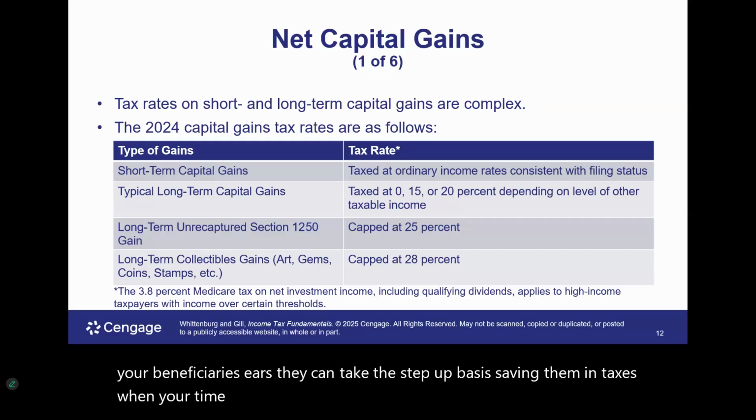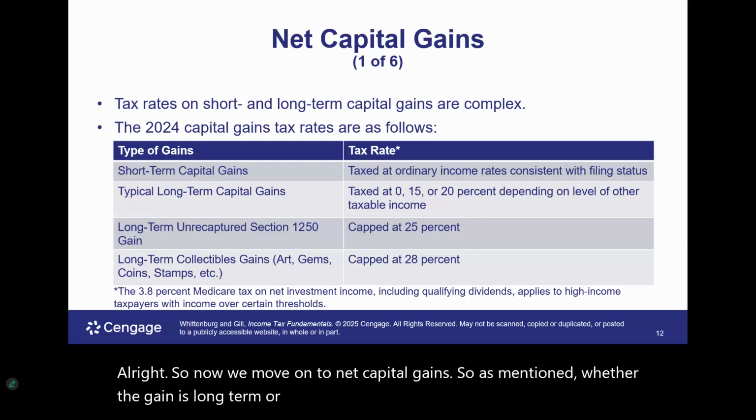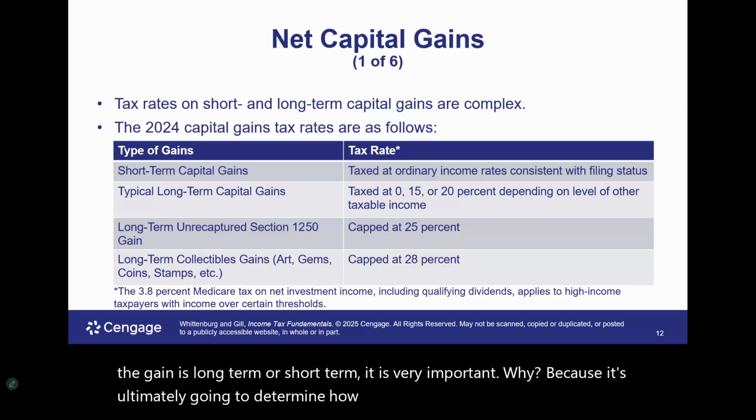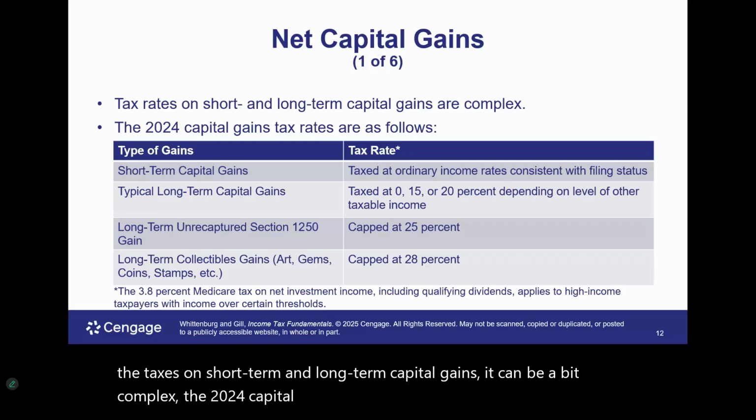All right, so now we move on to net capital gains. So as mentioned, whether the gain is long-term or short-term, it is very important. Why? Because it's ultimately going to determine how much you're going to pay in taxes. So the taxes on short-term and long-term capital gains can be a bit complex. The 2024 capital gains tax rates are as follows.